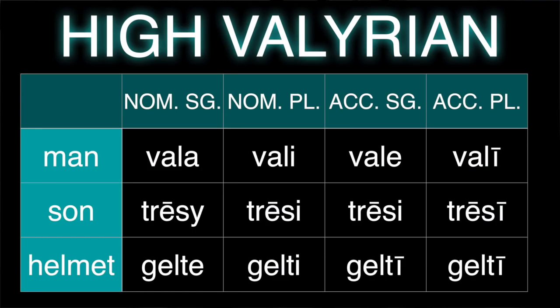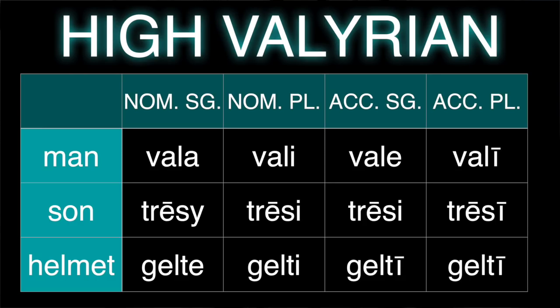I'll show you 2 different types of things that I did here, one phonological and one morphological. First, we'll look at the phonological. I'm going to show you 3 different nouns. All of these nouns are lunar nouns, so they all belong to the same gender. They come from 3 different declensions. One the A declension, one the U declension, and then one the E declension. So here they are. The nouns are vala, which is the word for man, tresi, which is the word for sun, and gelte, which is the word for helmet.